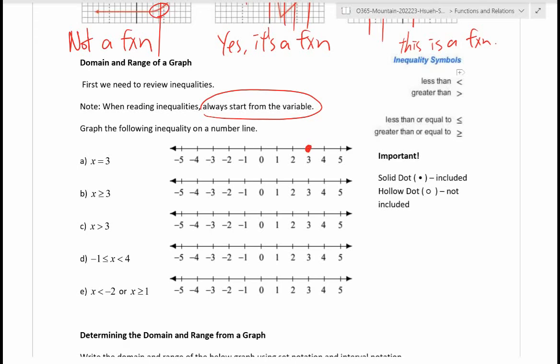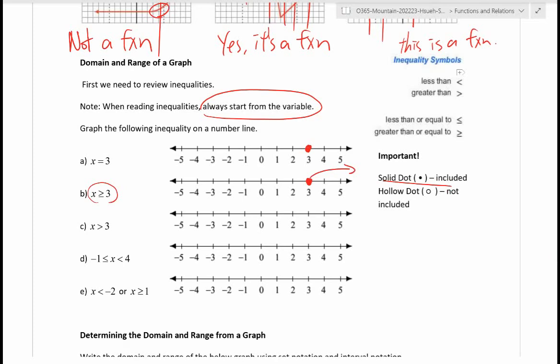Next, x is greater than or equal to 3. Again, reading from the variable x, the mouth is opening towards x, so x is greater than or equal to 3. Here is 3. There is an equal sign, so you must have a solid dot, which means included. And it's greater than 3, so it's to the right. How I usually show this is I draw arrows to the right, so you can see clearly we're going towards the right.